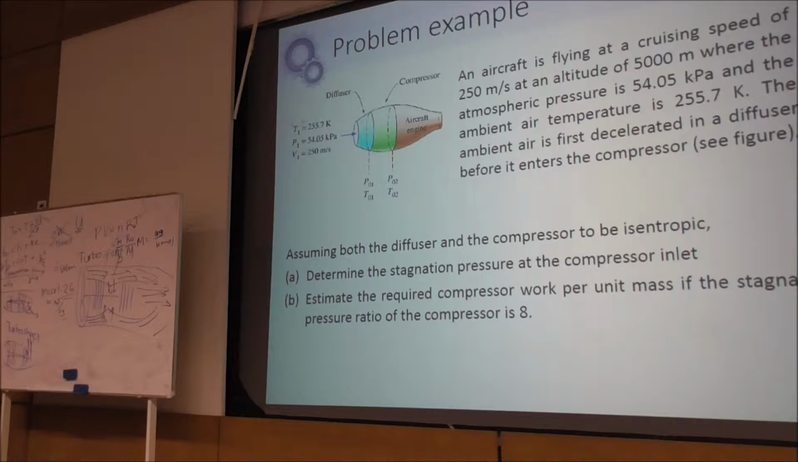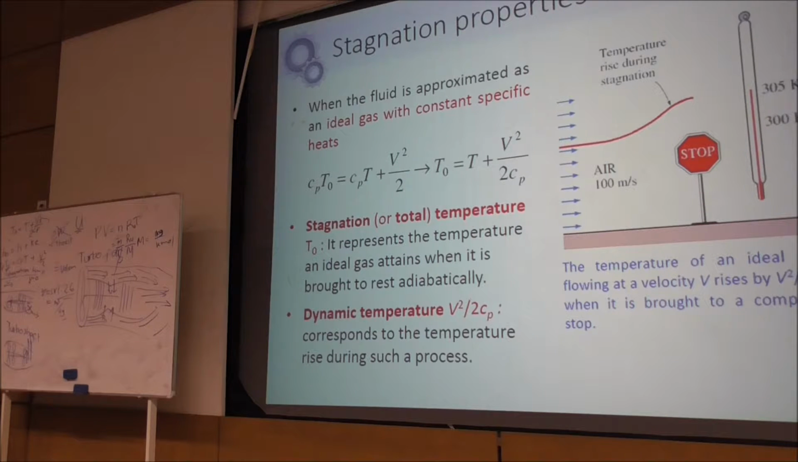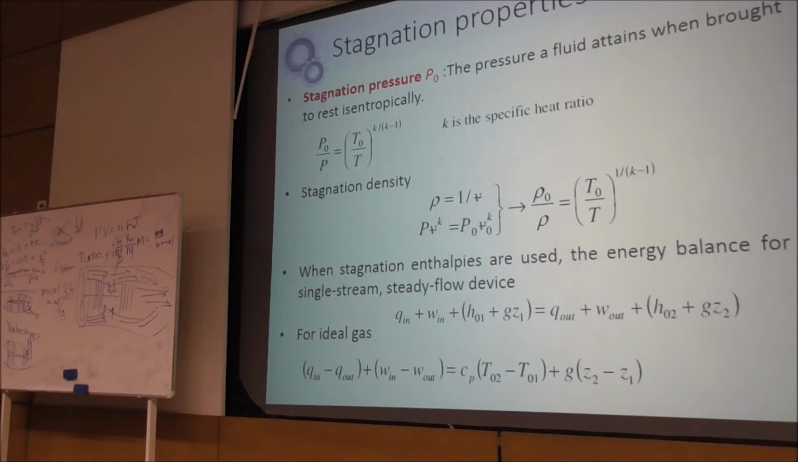Now you need to calculate the stagnation pressure at the compressor inlet. How do you do that? Which one do you need to calculate first? T? Correct. You need to calculate the stagnation temperature. Once you calculate the stagnation temperature, you can calculate the pressure. You calculate the T naught first. When you get your T naught, you get your P naught, the stagnation pressure.